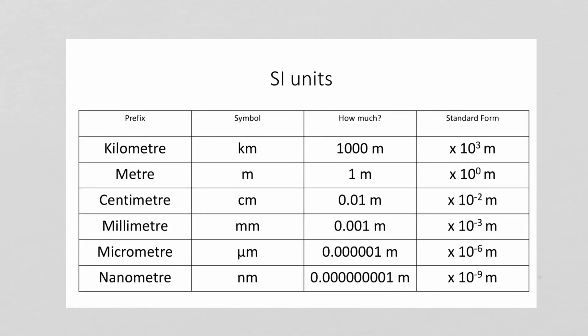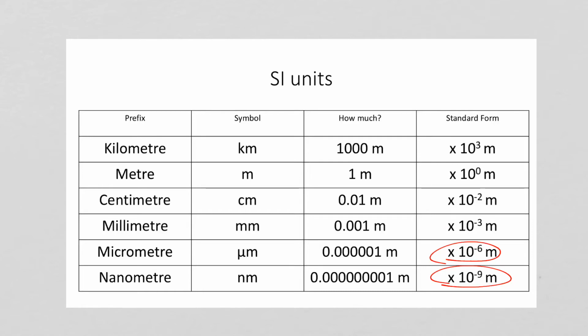So we have kilometer, meter, centimeter, millimeter, micrometer, nanometer. A kilometer is 1,000 meters. A millimeter is 1/1000th, or 10 to the minus 3. A micrometer is 10 to the minus 6 meters, and a nanometer is 10 to the minus 9. What that means is that there are 1,000,000 micrometers in 1 meter. There are 1 billion nanometers in 1 meter. Really, really, really small. So those are the values that we're going to be using.